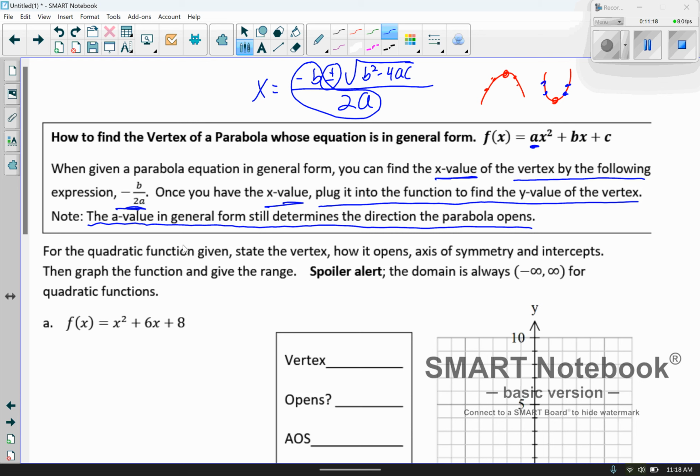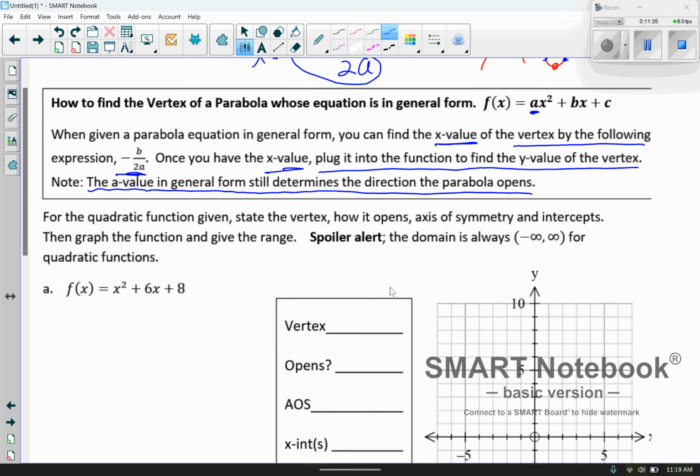So for the quadratic function given, state the vertex, how it opens, axis of symmetry, and intercepts. So same thing as the other format that we were working with. We'll give the range. Once again, the domain is going to be from negative to positive infinity for all of them.